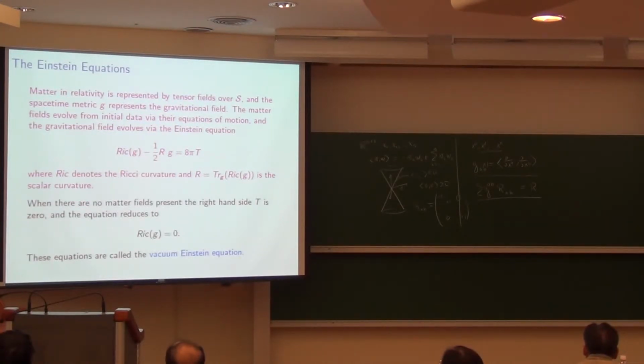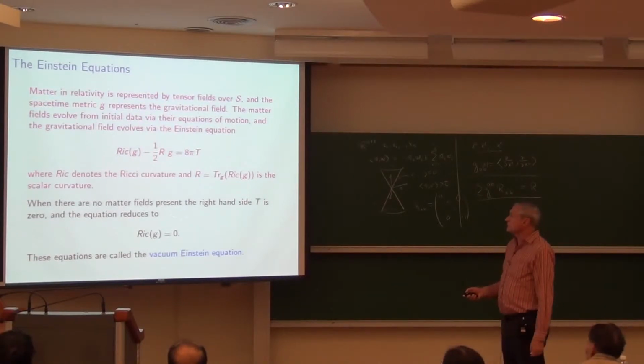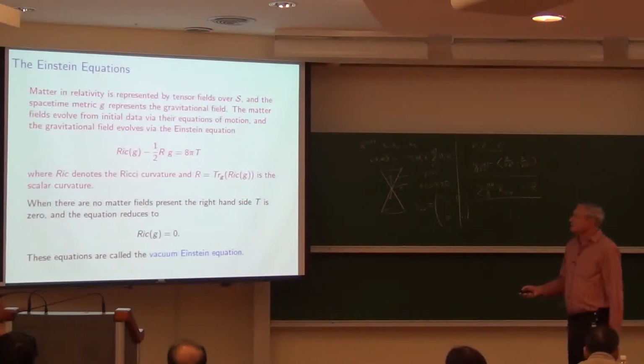Just some general features which I'll describe. An important special case here is when there are no matter fields present. In that case, the right-hand side is 0. And so automatically the scalar curvature is 0, which you can see by taking the trace.